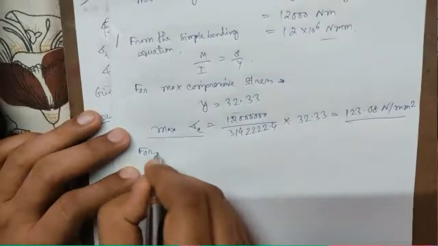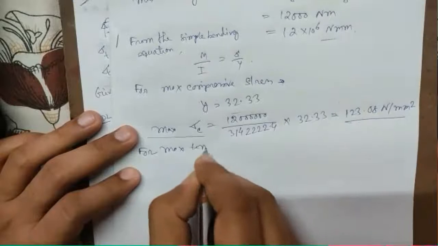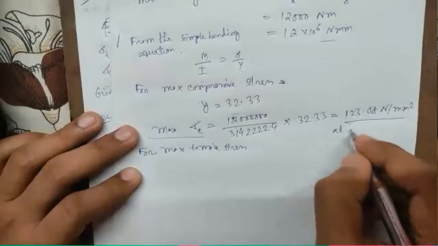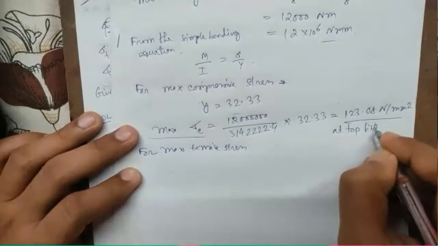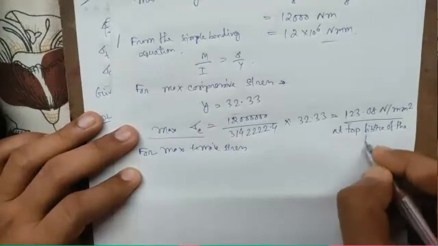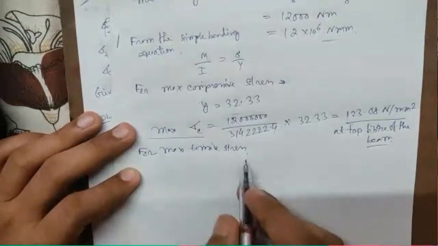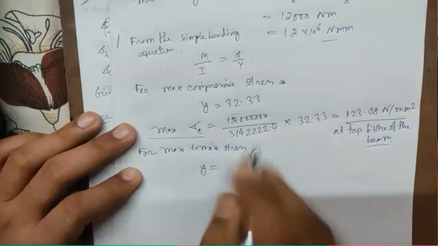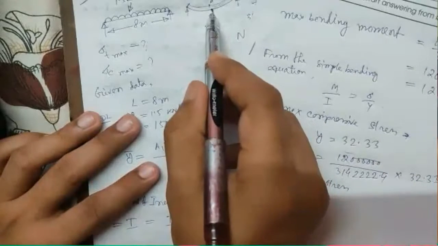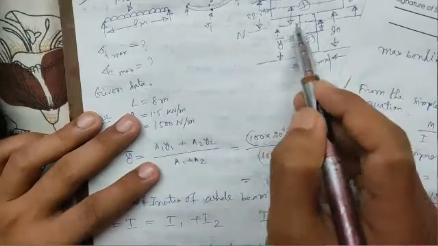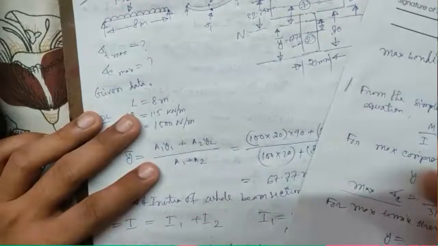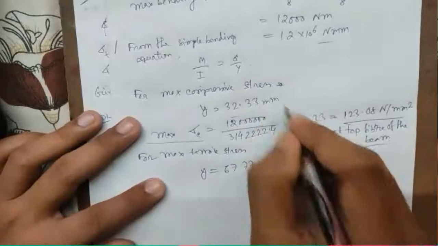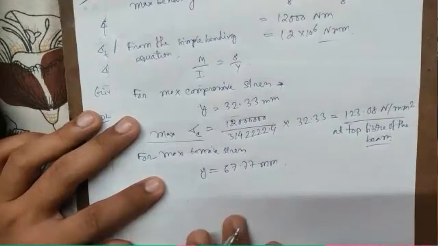Now second thing, for max tensile stress, and you have to write this is at the top fiber of the beam. For max tensile stress, we have to put where the max tensile stress is, at the bottom. So from this neutral axis to the bottom, the y is taken 67.77. So y is 67.77. You have to put the unit here, millimeter.